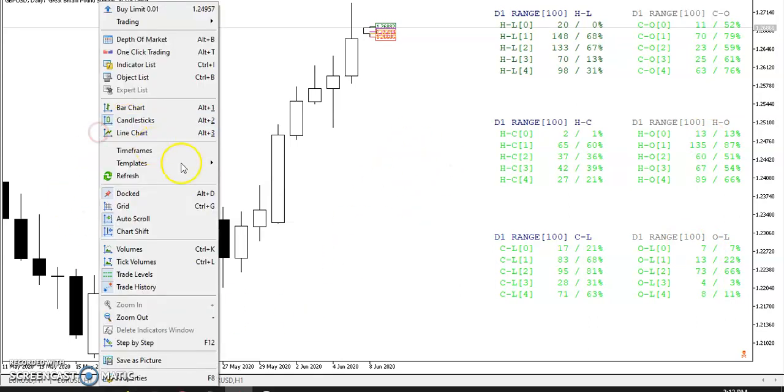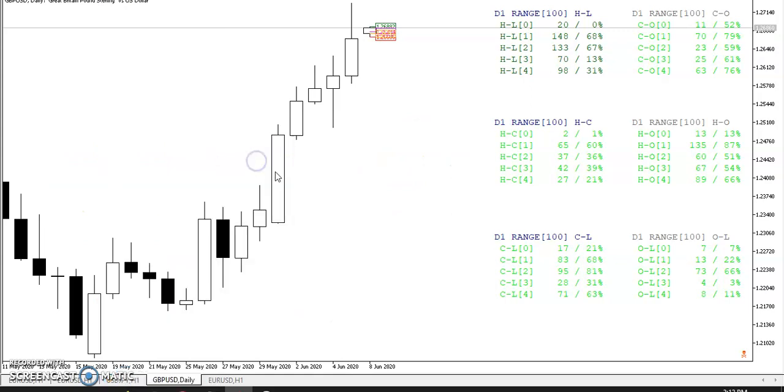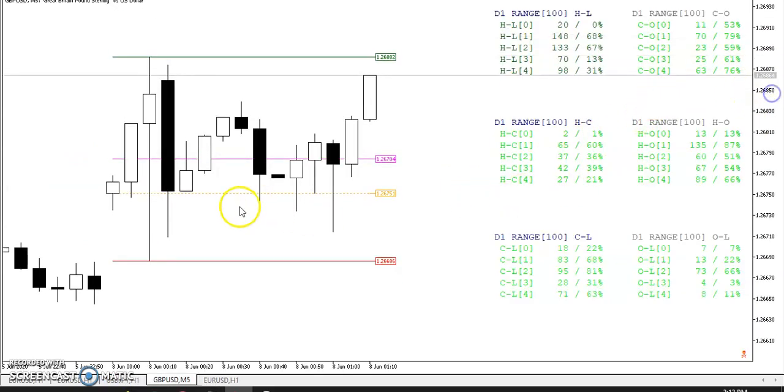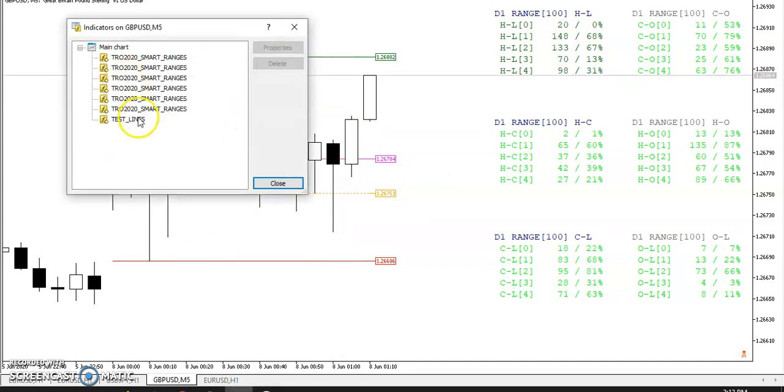And so if I change the time frame back here to 15 minutes, or 5 minutes, I guess, you can see here. So this is the open line. This would be daily open.